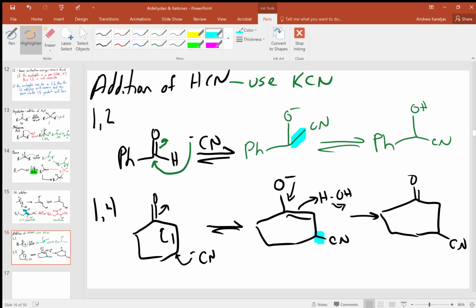we have another way. And remember, we don't have a lot of ways to do this yet, but we have another way to form a carbon-carbon bond. And then we can easily convert that nitrile into a number of other different functional groups. All right, so where might we run into this reaction?